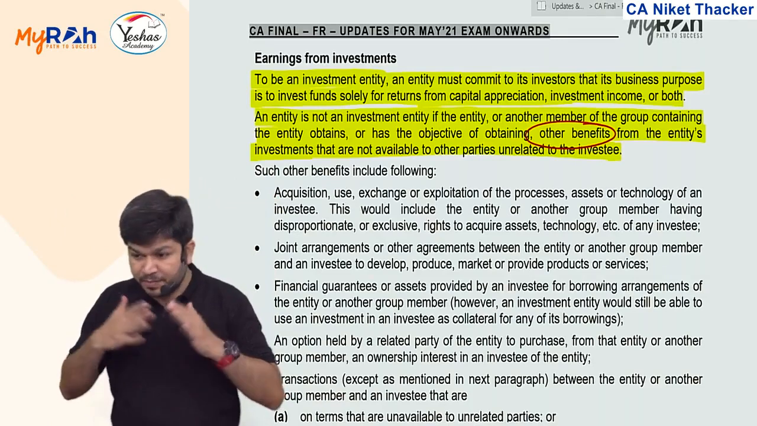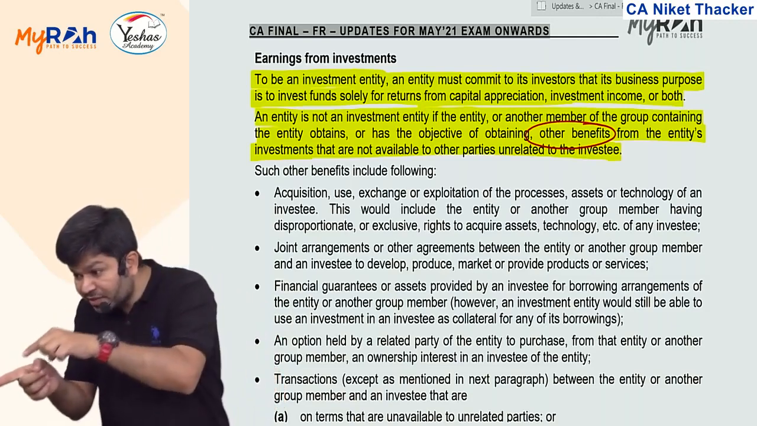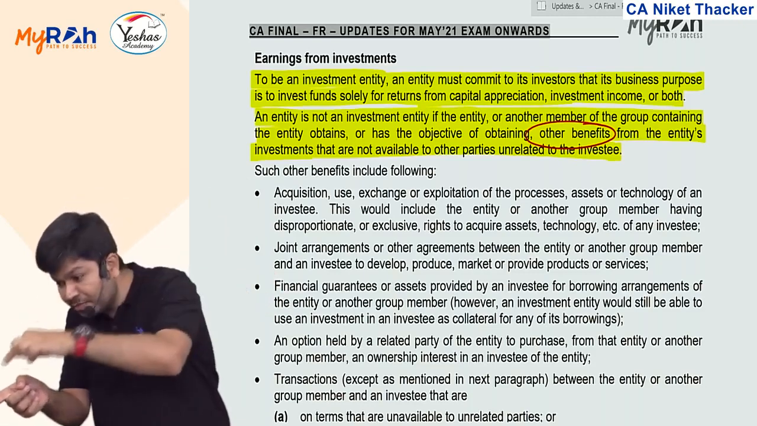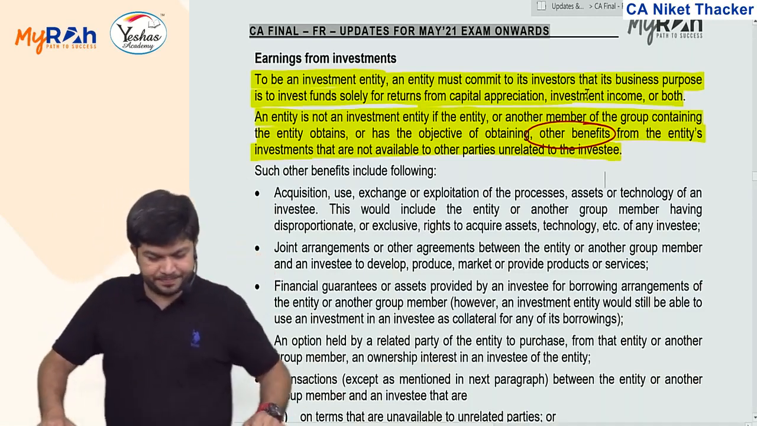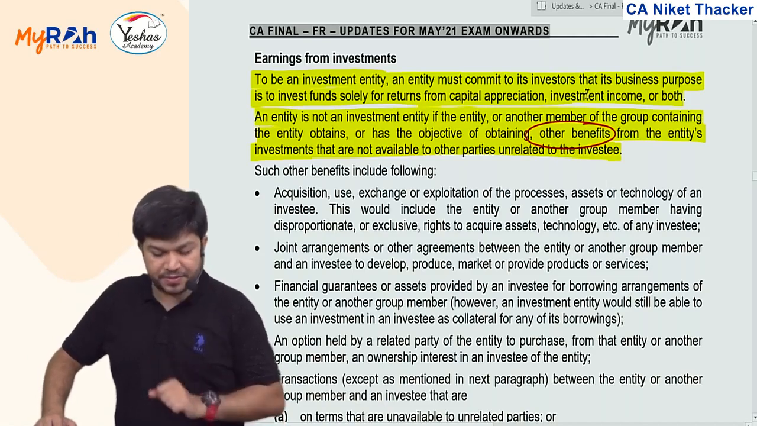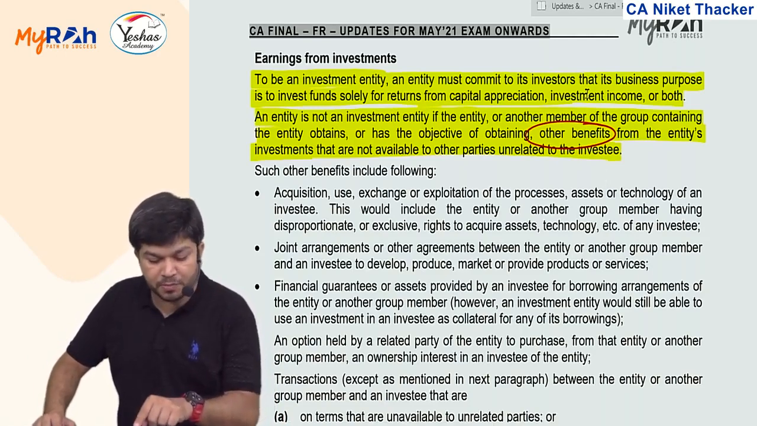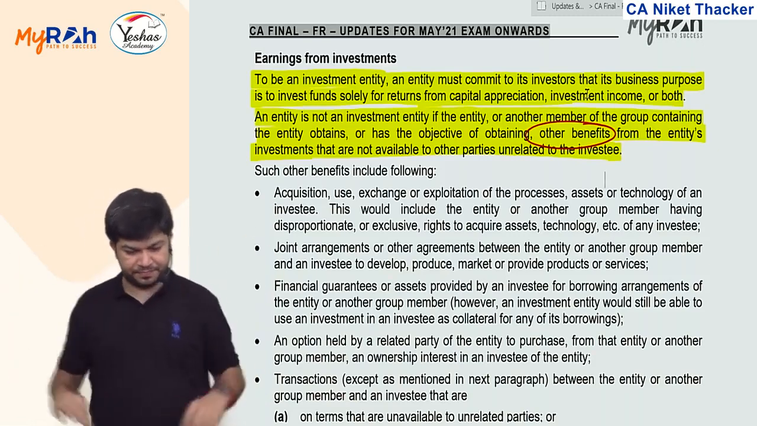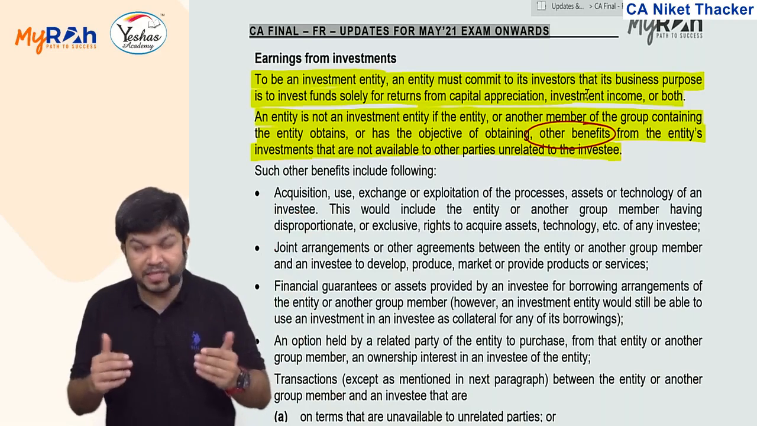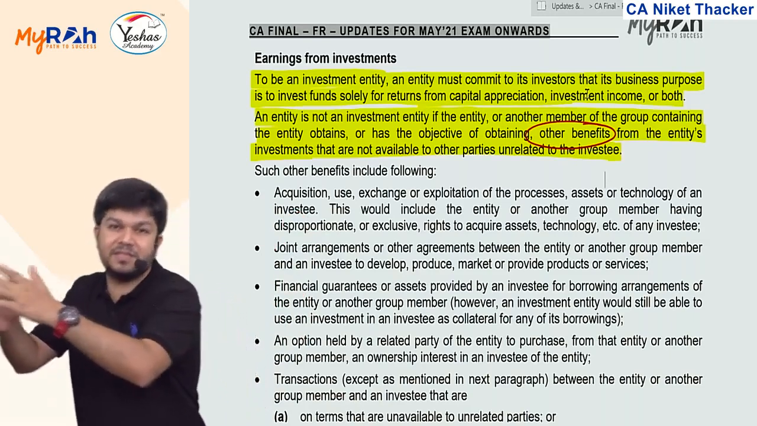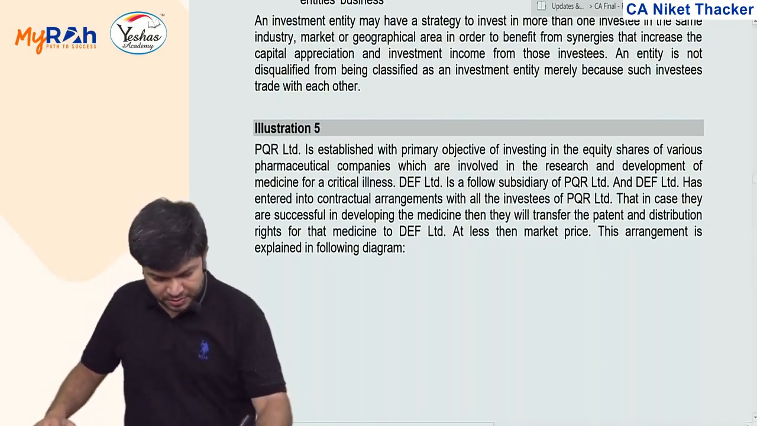Why am I not an investment entity? Purpose is not solely to earn capital appreciation or investment income. Purpose is also to derive benefit out of the patent. So my investor can derive benefit out of the patent. That is not allowed. So to be an investment entity, you must commit to your investor that your business purpose is to invest funds solely for return from capital appreciation, investment income, or both. You are not an investment entity if you or any of your group members containing the entity has the objective of obtaining other benefits from the entity where you are investing. So that should not be there. Let's see the question. I just mark it as important.